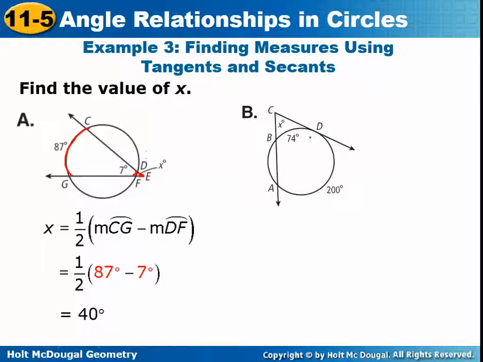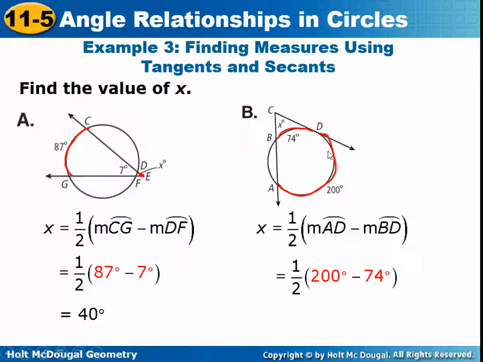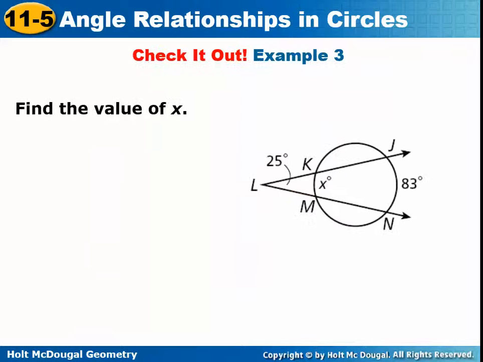Here we have a tangent and a secant, but we do the same thing. You take your greater arc minus your smaller arc, 200 minus 74, and then you divide that by 2. And you'll get 63.